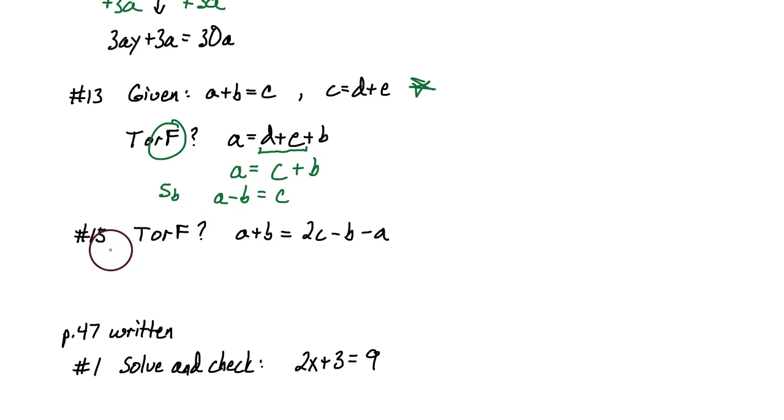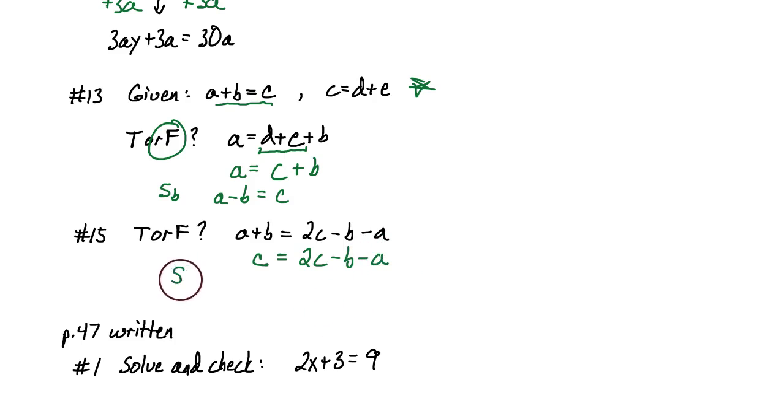Let's try number 15 in a similar fashion, possibly making substitutions, but also using the transformations to equations, like adding the same thing to both sides or subtracting the same thing from both sides. We want to figure out if we can show that the left side is equal to the right side. In place of a plus b, we could substitute c because of this first given fact that a plus b is equal to c. That allows us to transform into c equals 2c minus b minus a.